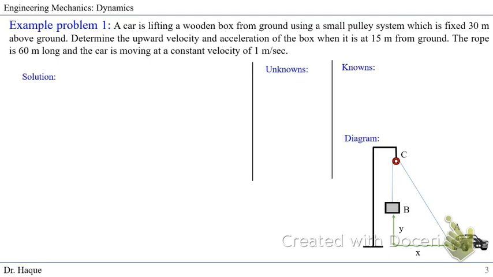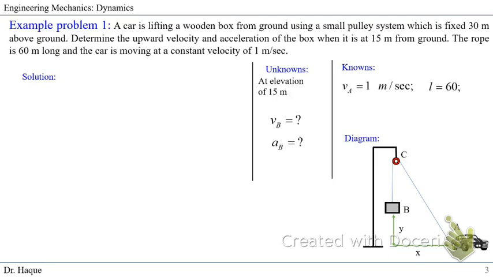Let's find our knowns. The velocity of A, the car A, is given as 1 meter per second, to the right. The length of the rope is given: the rope is 60 meters. These are the givens. What are the unknowns? At an elevation of 15 meters, so when the box is 15 meters from the ground, find the velocity of the box and the acceleration of that box.